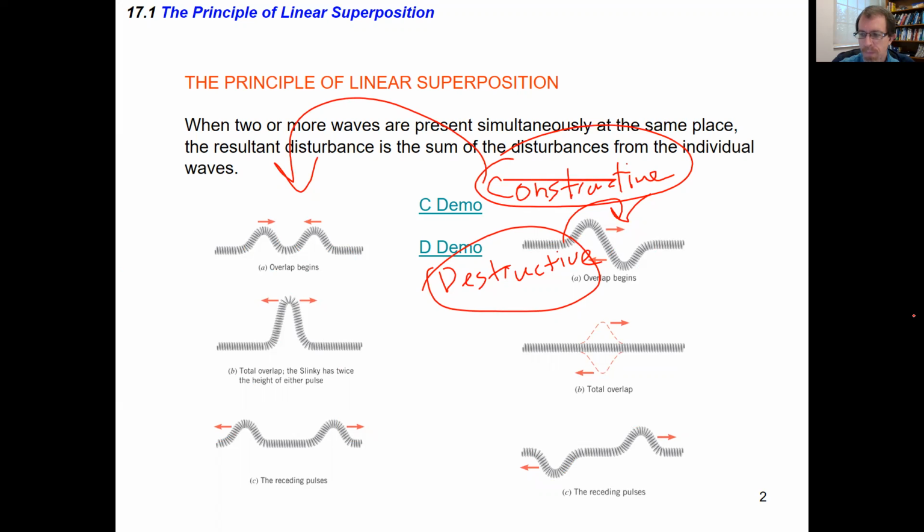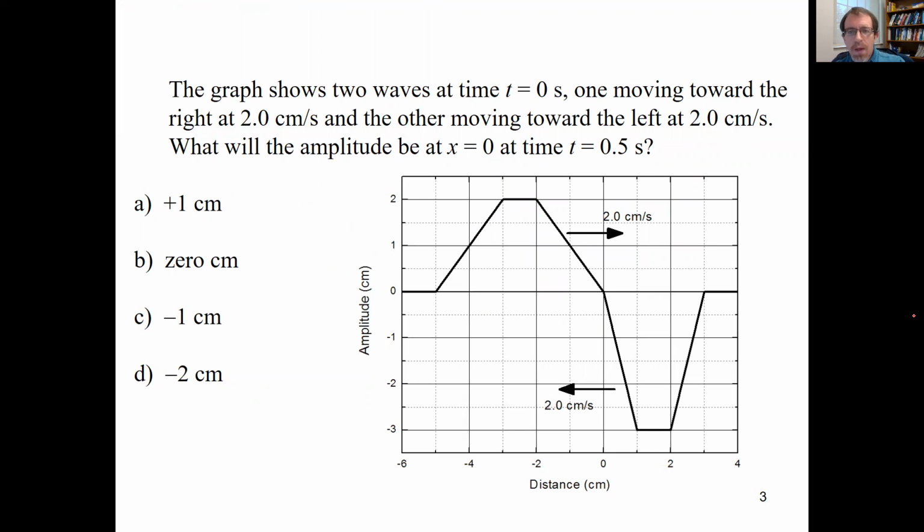Okay. All right. So I've got a question for you now, and this one's a bit of a thinker. So we've got two wave pulses that you can see that are drawn there. They're drawn at time t equals 0 seconds. We've got one that's moving to the right and one that's moving to the left, and we can tell that with the arrows, certainly. They're both moving at the same speed. They're moving at 2 centimeters per second. And we are going to let time run for half a second. So we're going to let them move for half a second.